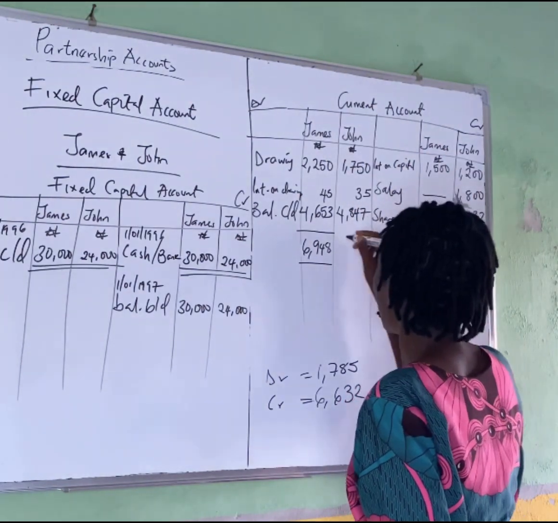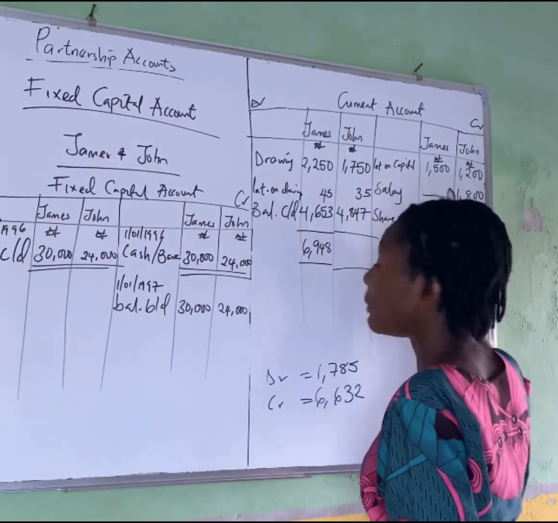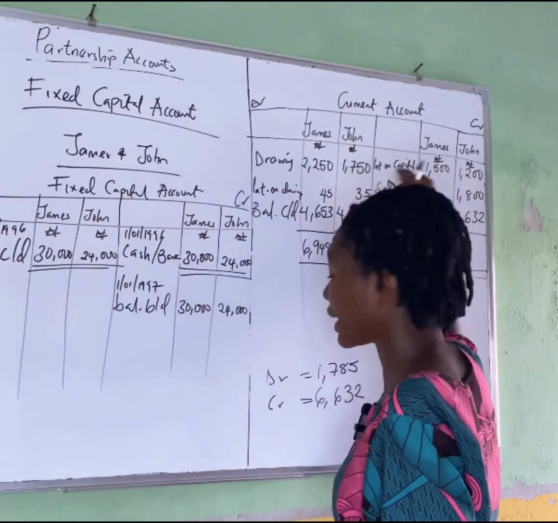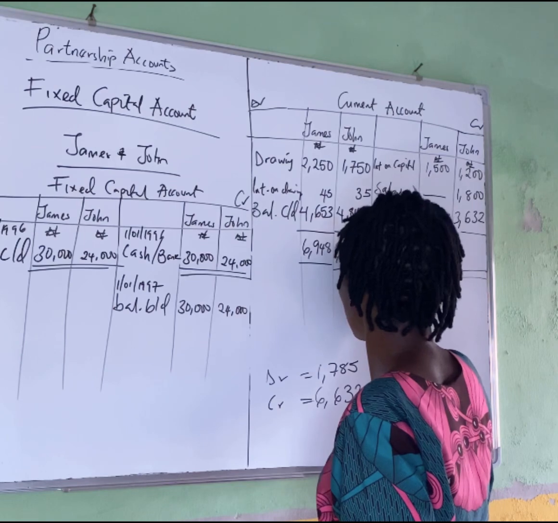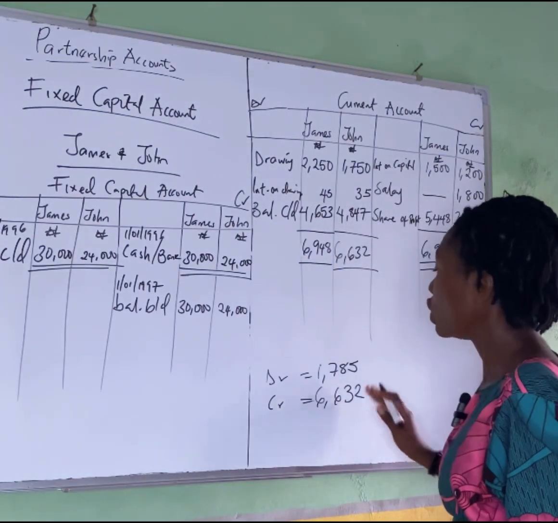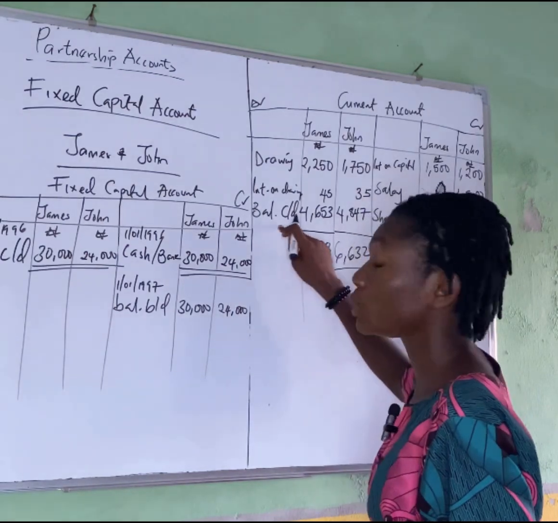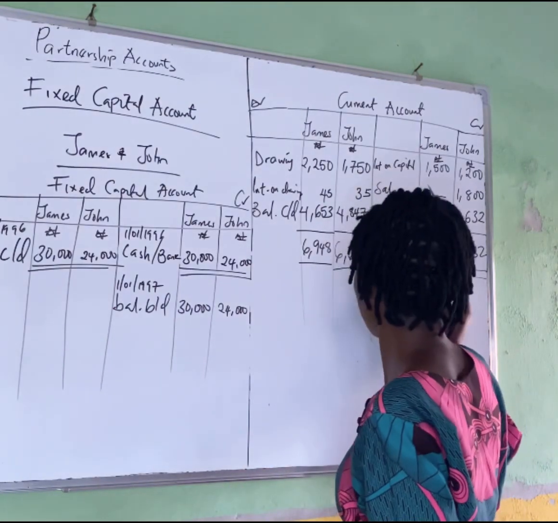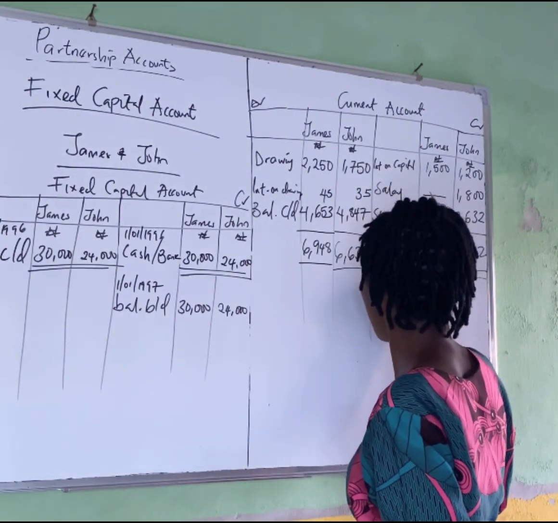And then for John, when we sum up, if our balancing is correct, we should be having the same amount on both debit and credit side, which is 6,632 naira. So after we have balanced for this year, our balance will be going to the next year as our balance brought down. The current account will be having a balance for the next year.